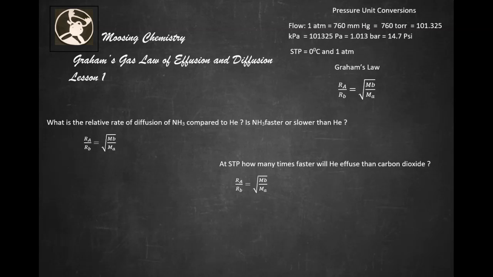Hi, welcome to Graham's Law of Effusion and Diffusion. Remember that Graham's Law is the rate of A over the rate of B equals the square root of the molar mass of B over the molar mass of A. All right, so let's get this going, guys.